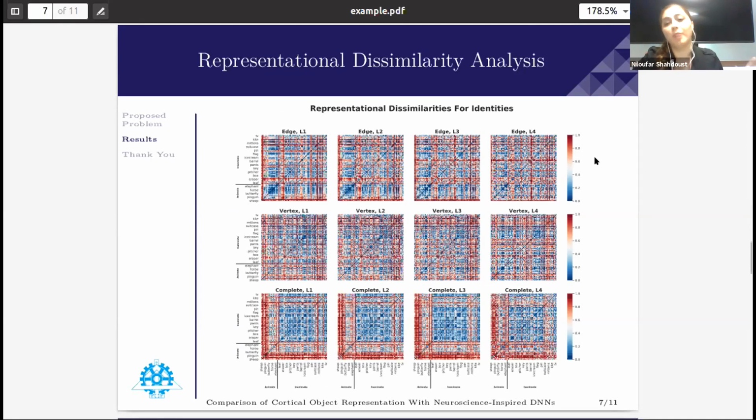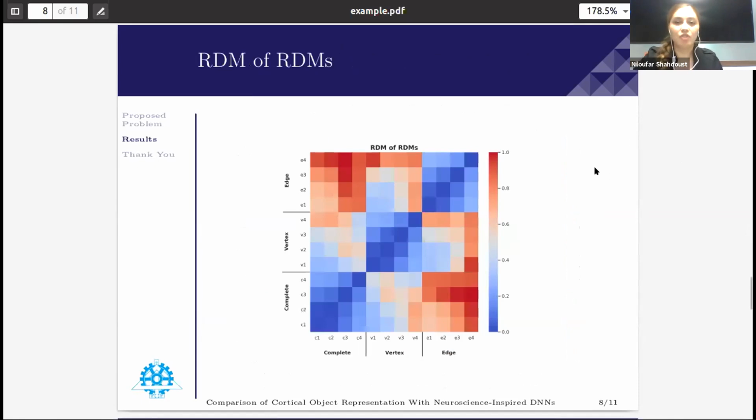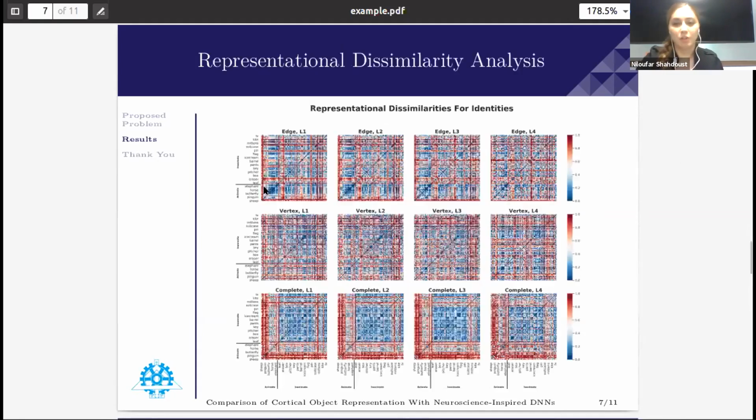So what I basically did was create the RDM, I mean, the representational dissimilarity matrix, for all the images in all the categories, for all 4 layers of my network, for all 3 versions of my dataset. By looking at this, we cannot understand that much. I mean, we cannot get a lot of information, but here is the gist of this part, which is the RDM of RDMs, or second-order RDM, or the Kendall tau correlation between all the RDMs shown here.